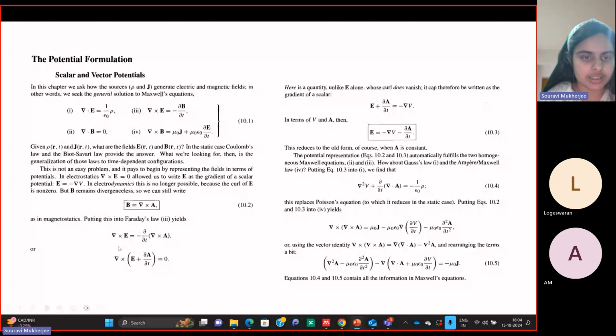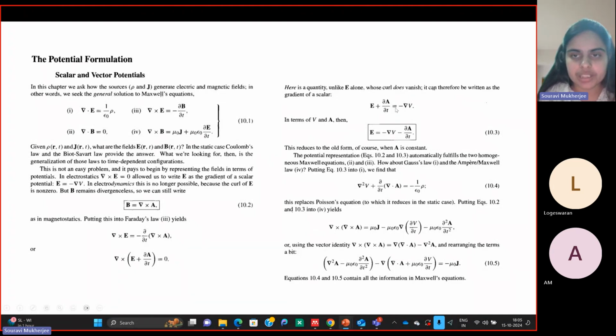Here, if we put B as curl of A, this is what we will get, right? And now we can take E plus del A del t to the left hand side, and you get an expression like this. From vector calculus, we know that if the curl of a certain quantity goes to zero, one can write this quantity as the gradient of a scalar function. Because we know that E is related to minus grad V in the electrostatic case, here we can say that E plus del A del t can be written as minus grad V.